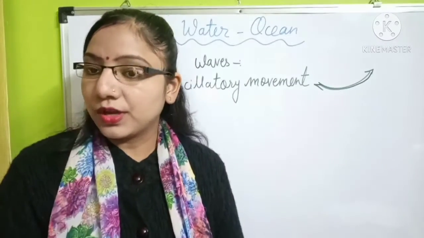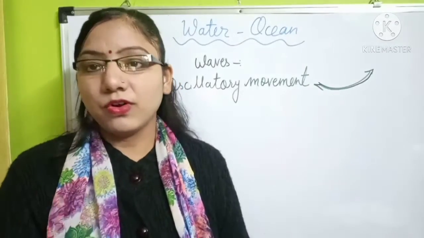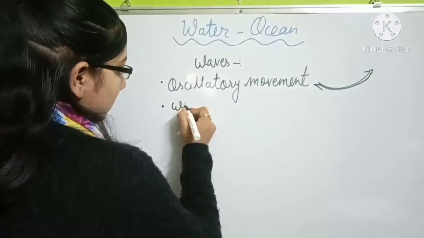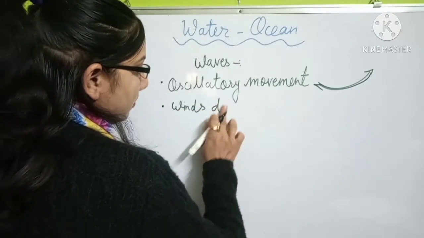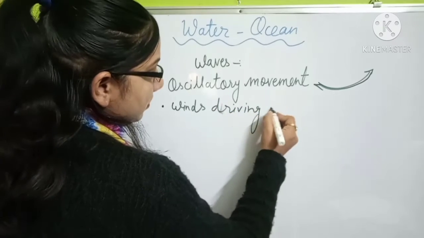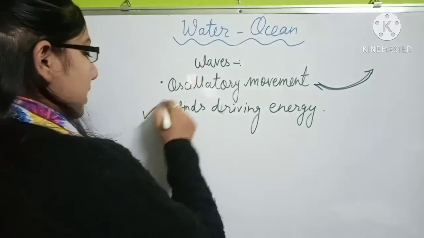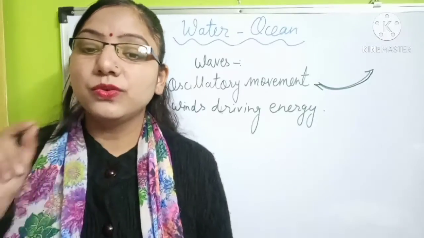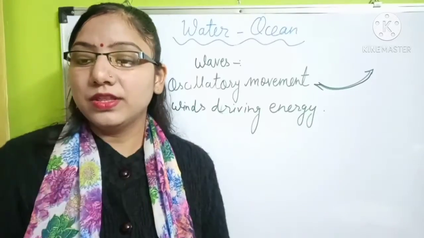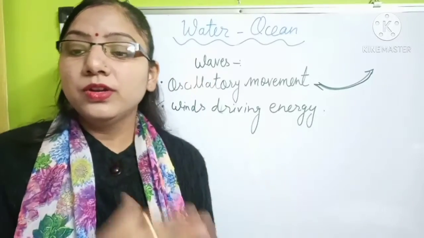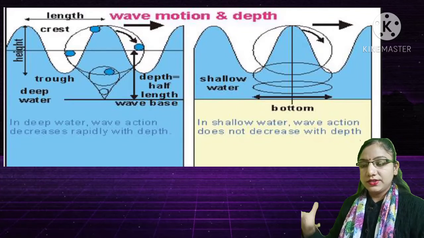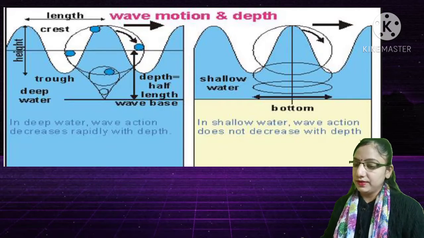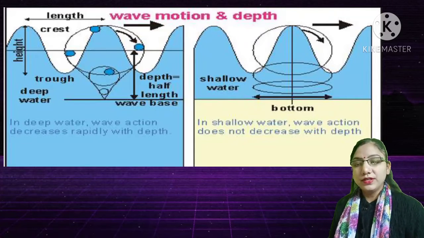Most of the waves are caused by winds driving against water. So the waves are receiving their energy from the wind's driving energy. The wind provides energy to the waves, and the wind causes waves to travel in the ocean, and the energy is released on the shoreline. So here we can say the waves continue to grow larger as they move and absorb energy from the wind. Most of the waves are caused by the wind driving against the water.